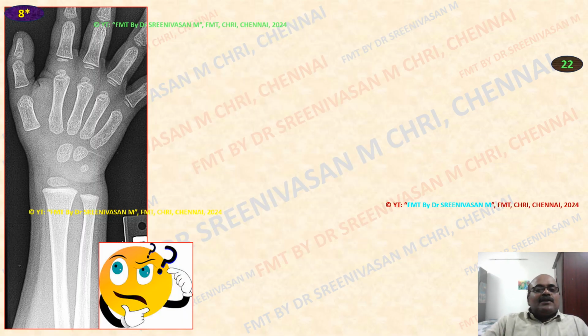Sometimes confusion may arise like this, where we can see the three carpal bones including the triquetral, but the base of the first metacarpal has not appeared. So in this situation we have to rely on the other joints' X-rays to arrive at the age, or there may be some chromosomal abnormalities like that.